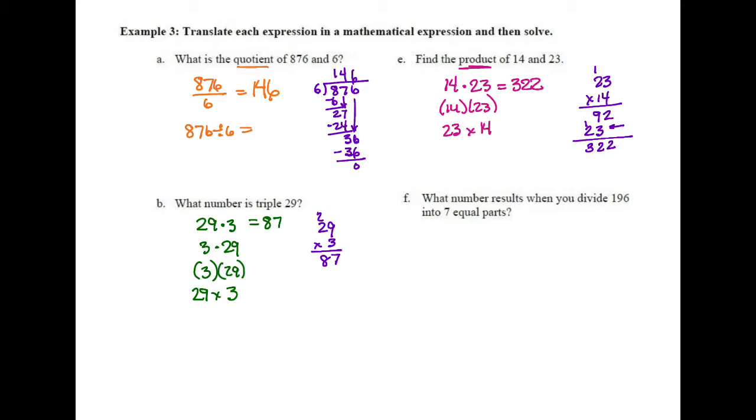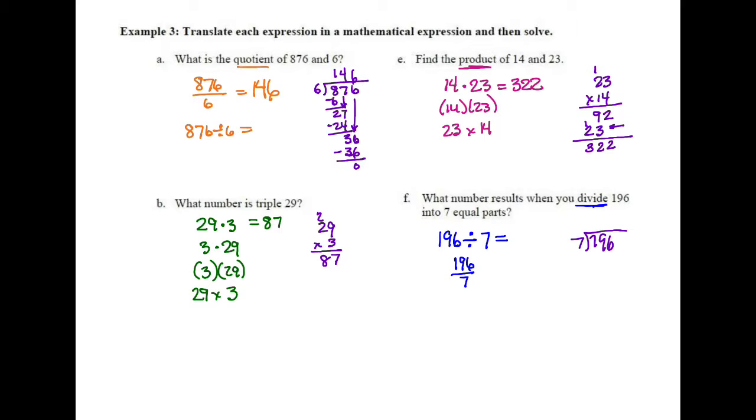And the next one, what number results when you divide 196 into 7 equal parts? Okay, so it tells you right there, we're dividing, right? So 196 divided into 7 parts. How many are in each part? And you could write division this way too, couldn't you? Okay, so let's figure that one out.